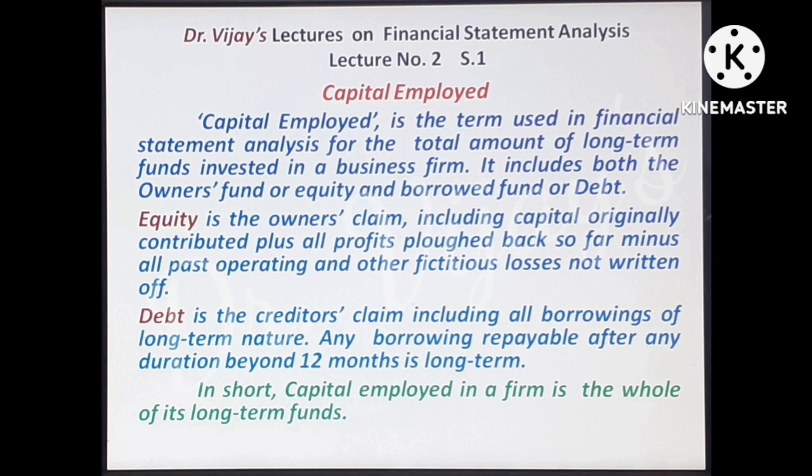Equity is the owner's claim, including capital originally contributed plus profits brought back so far minus all past operating and other fictitious losses not written off. Debt is the creditor's claim including all borrowings of long-term nature. Any borrowing repayable after any duration beyond 12 months is long-term. In short, capital employed in a firm is the whole of its long-term funds. I think things are very clear, so let us proceed to slide 2.